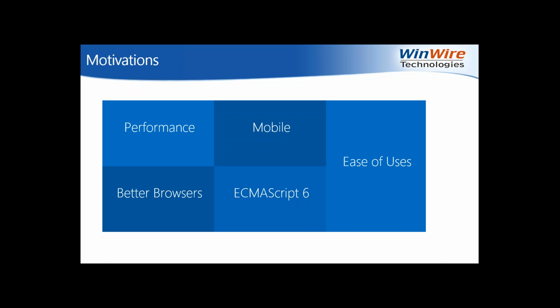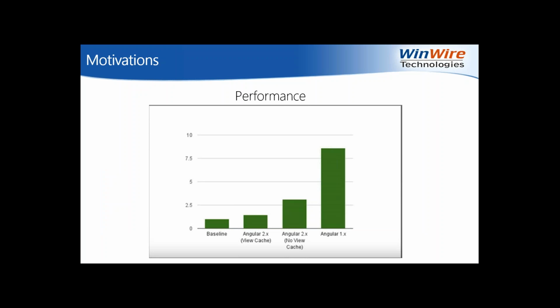So I talked about performance. Let's see how Angular 2 behaves with respect to Angular 1 as far as performance is concerned. If you consider a baseline application, which is a pure JavaScript application, and compare that with Angular 1 and Angular 2, both with view cache and without view cache, you can roughly make out Angular 2 is close to 4 to 5 times faster in speed and performance with respect to Angular 1. And this is a fair enough reason to upgrade or scale to Angular 2.